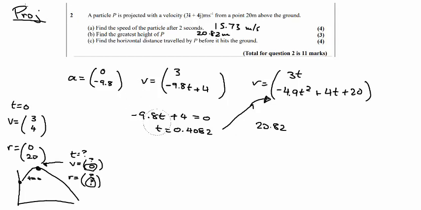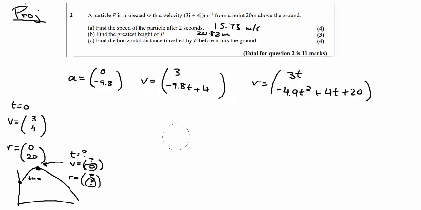Alright, let's rub some of this stuff out. Find the horizontal distance travelled by P before it hits the ground. When it hits the ground, we're looking at this point here. Let's see what we know. Do we know the T here? No idea. Do we know the velocity? Nah, we have no clue about the velocity anyway. Do we know anything about the R? Well, we want that, but we know the vertical part is 0 because it's hit the floor. So this has got to mean that we make this equal to 0, find the T, and put it into here.